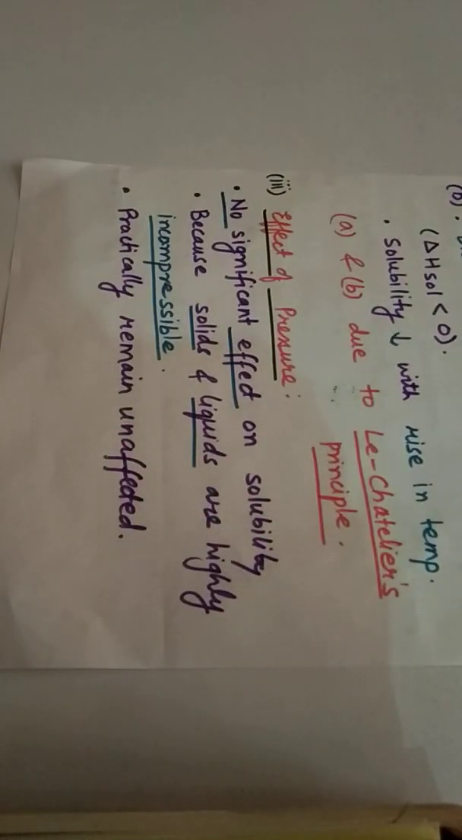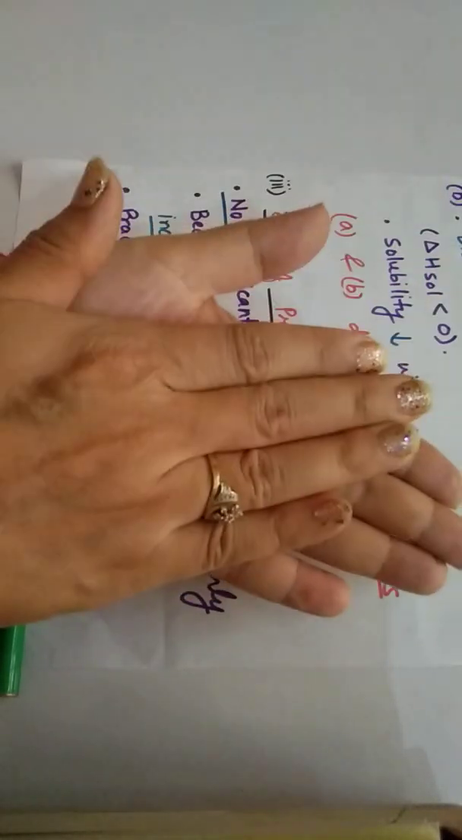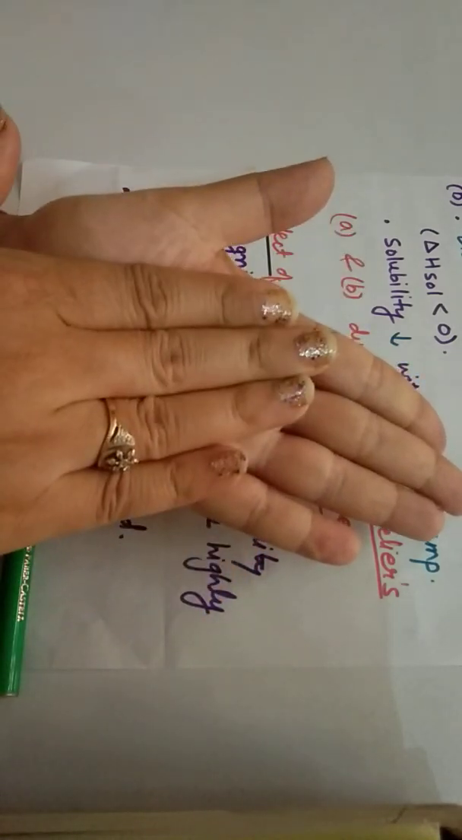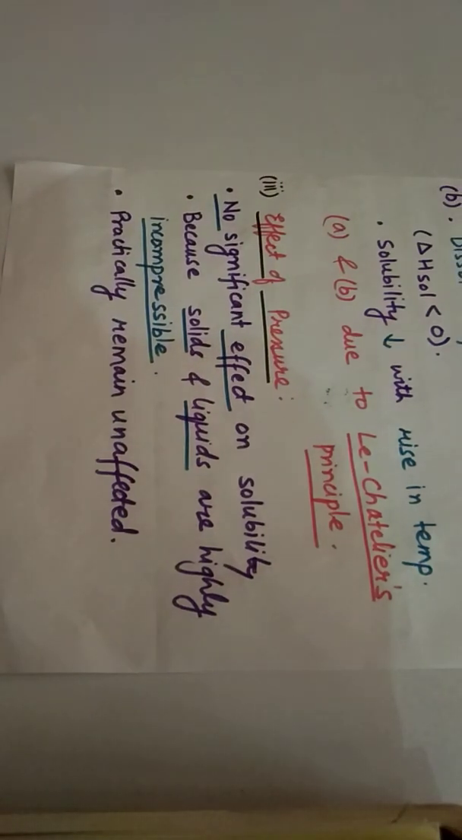Next is effect of pressure. There is no significant effect of pressure on solubility because you are adding solid into a liquid. This is the glass of water, and if you add sugar particles here and apply pressure, it will be of no use because neither the liquid particles nor the solid particles are compressible. Neither water is compressible nor sugar particles are compressible. So you cannot increase the solubility on increasing the pressure. So practically there is no effect of pressure on solubility of a solid in a liquid.